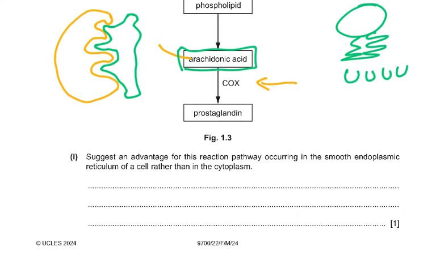Suggest an advantage of the reaction pathway occurring in the SER, the smooth endoplasmic reticulum of a cell, rather than the cytoplasm. Basically, it is compartmentalization. You see, we don't want the things to come in contact with the cytoplasm. So what you have to understand is SER can provide the substrate, or you can say prostaglandins are lipids and SER is involved in lipid transport, or you could say prostaglandins can be transported from SER or stored in the SER. And the important point, which I always feel is a very relevant point, is compartmentalization. That is separated from the reactions in the cytoplasm.